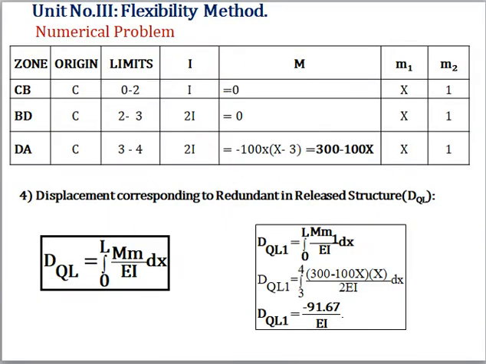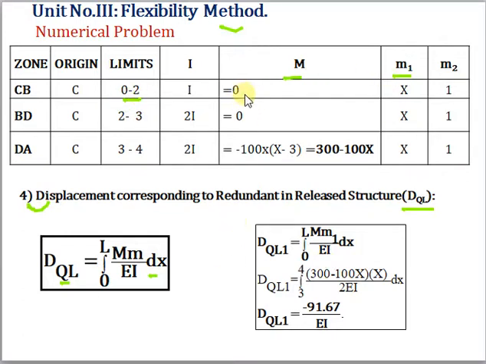Now this is a part of the second video. Now move toward the displacement corresponding to the redundant in the released structure, called DQL. So how to find DQL? DQL is equal to the integral from 0 to L of capital M into small m divided by EI into dx. That means M column into M1 column, and also you have to add the zones CB plus BD plus DA, putting their limits.